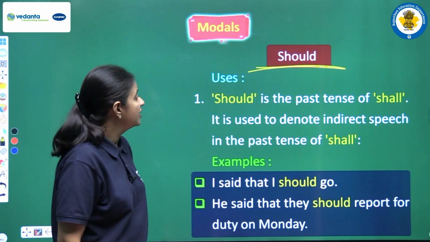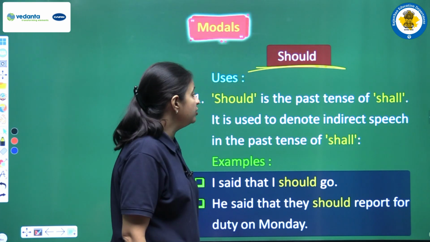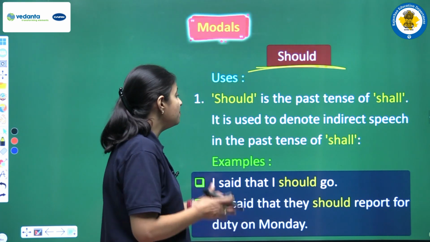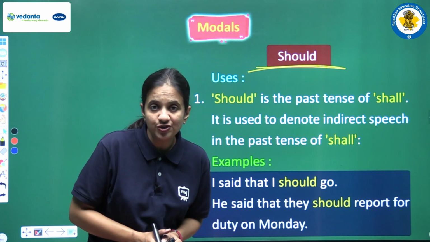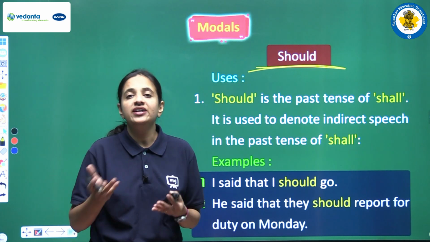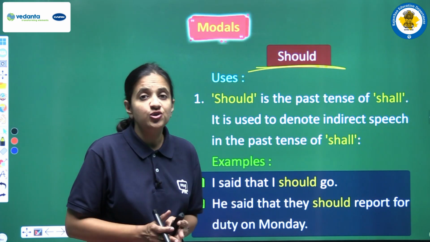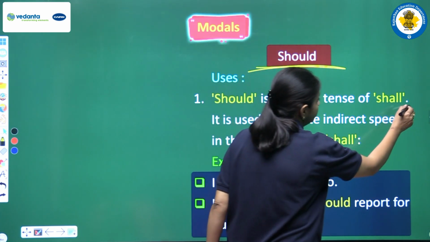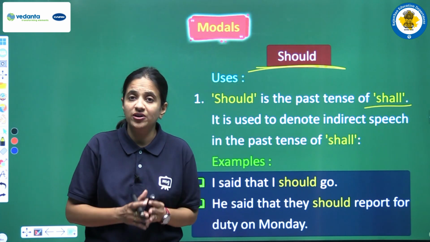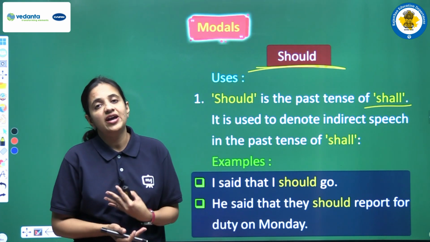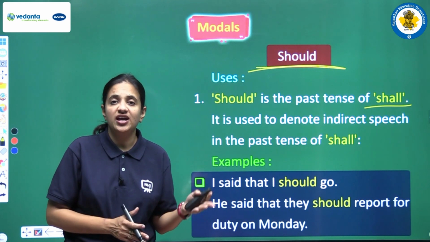Should is the past tense of shall. It is used to denote indirect speech in the past tense of shall. So this is the very first use of should. This is the very first important thing that you should be aware of about this modal, that should is the past form of shall. Okay, before this we have also studied shall and will as modals. So when we are using the modal shall, the past form of shall is should.